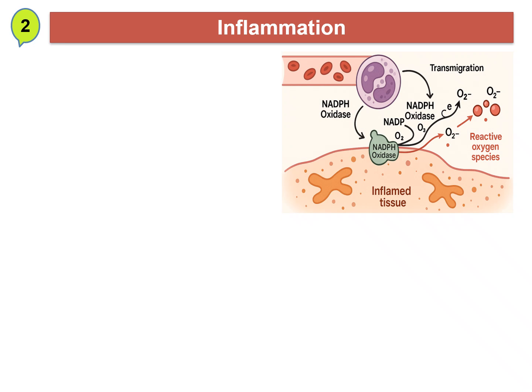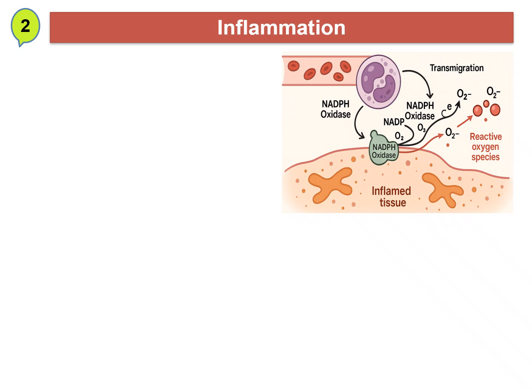And the second mechanism is inflammation. In inflammation, there is formation of phagosome or phagolysosome by neutrophils and macrophages. So these neutrophils and macrophages are going to attack the microbes and kill the microbes. How are they doing that? By means of the enzyme NADPH oxidase.